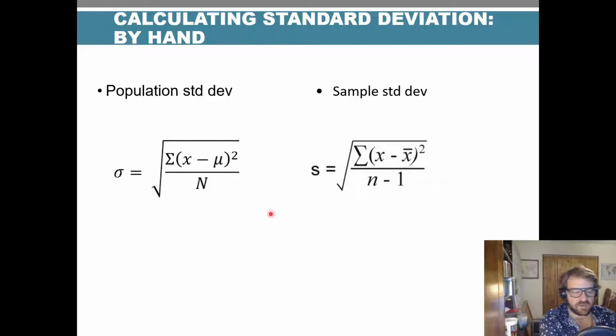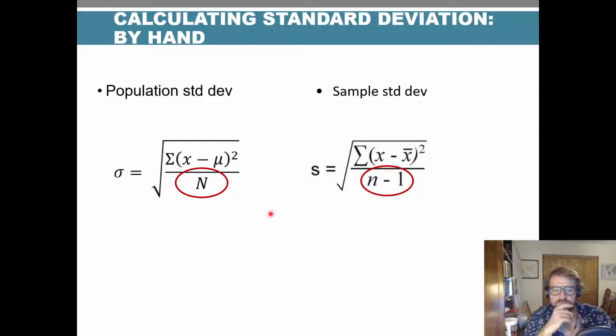Okay, now how does that differ? Well, check this out. When we go to sample standard deviation, it's almost the same formula. Of course, the notation is different. We have lowercase s because we're dealing with sample standard deviation. We have x bar because we're dealing with a sample instead of a population. But we have n minus 1. That's the difference in the formula right there. N minus 1 on the denominator of this formula.